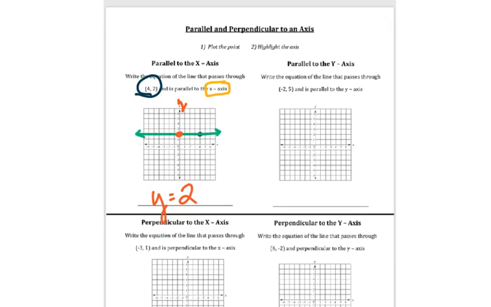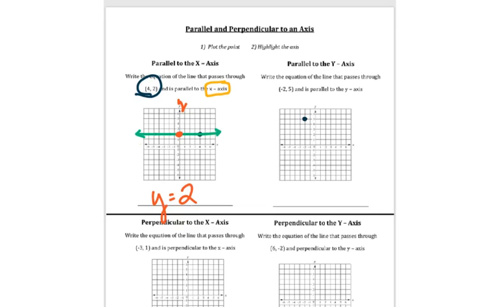Very easy. So we're going to do the same thing with the next one. Write the equation of the line that passes through (-2, 5) and is parallel to the y-axis. So (-2, 5), left 2. Ooh, that's ugly. Do that again. Left 2, up 5. Oh my goodness, I cannot graph tonight. Left 2, up 5. There we go.